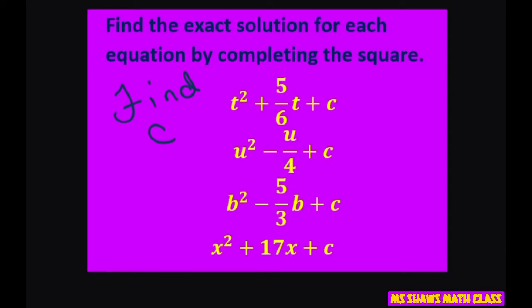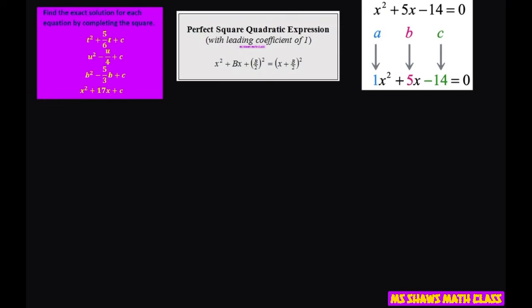Everyone. We're going to find C to make each of these a perfect square trinomial. So basically we're solving for C here. And what we want to do is, all our lead coefficients are 1, so that's going to make it easy. We just need to find our B, take half of it, and then square it.